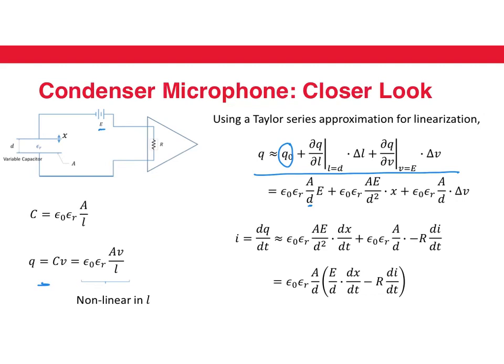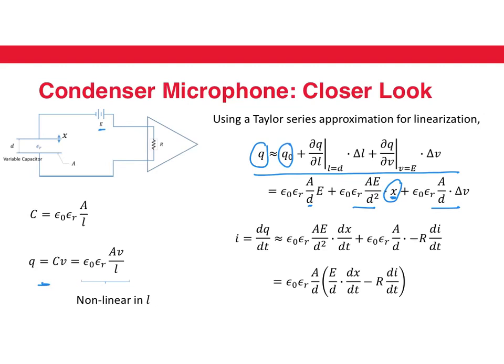Similarly, if we differentiate Q with respect to L and Q with respect to V and substitute values in both these equations, we get these terms. And in this case, we can see that we have linearized the equation with respect to L, and instead of L we are using X as the displacement. So we have a relationship between the charge on the capacitor and the displacement X.